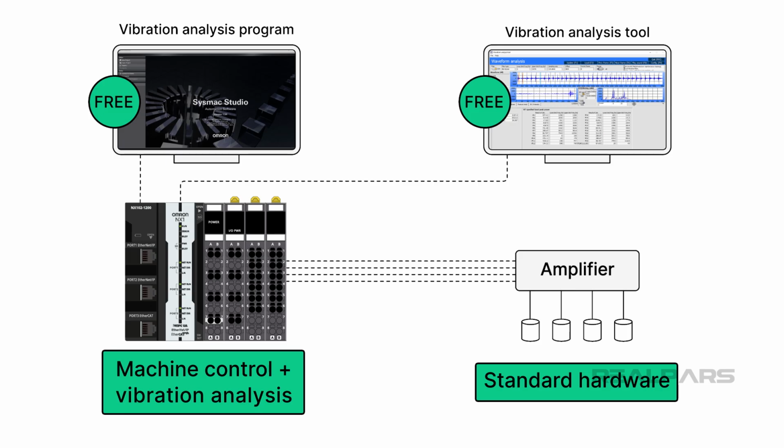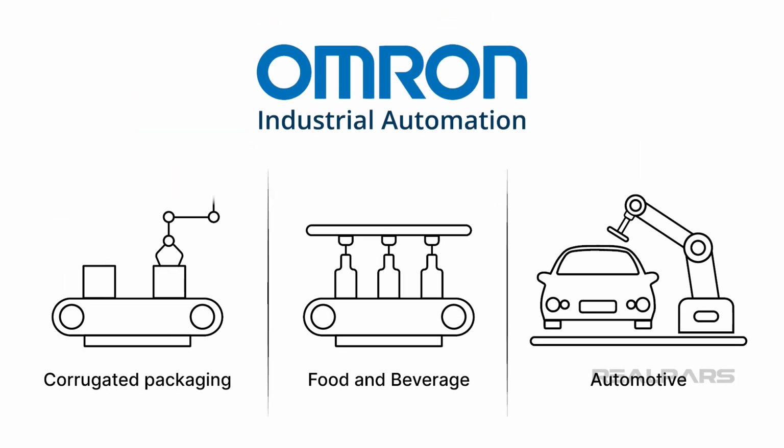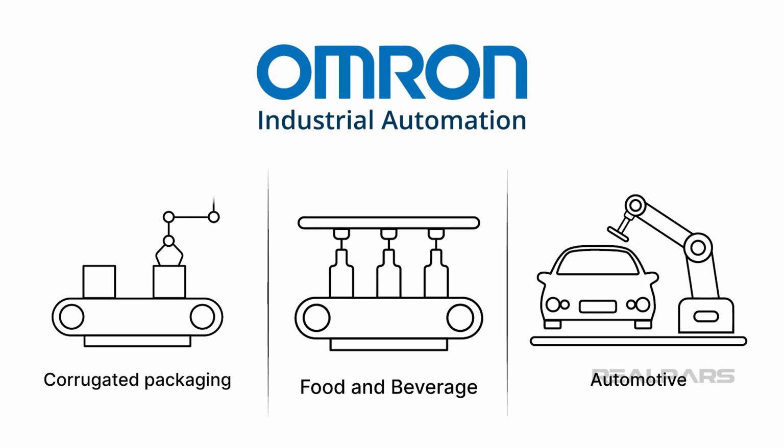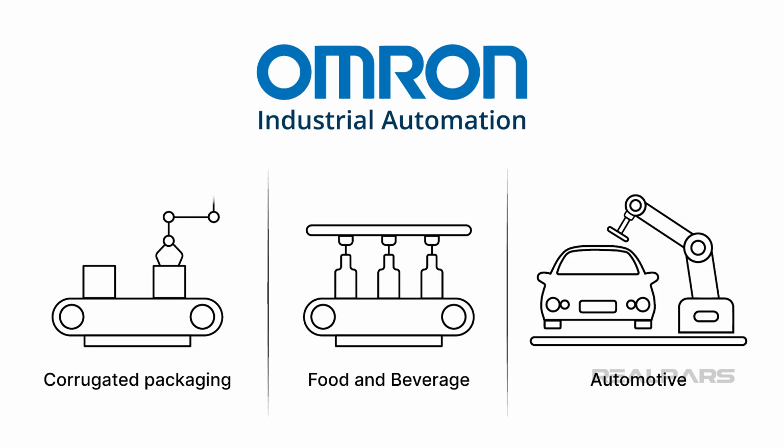Who is using the Omron vibration analysis solution now? Omron EU currently works mainly with customers in 3 industries. Number 1, corrugated packaging, monitoring robots, gearboxes, and rollers. Number 2, food and beverage, monitoring bottling machines, conveyor chains, packaging. Number 3, automotive, monitoring robots.